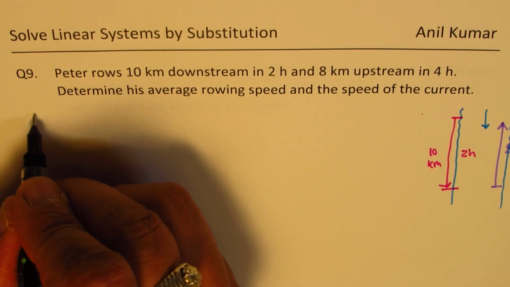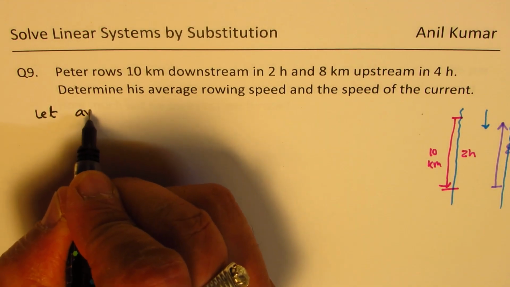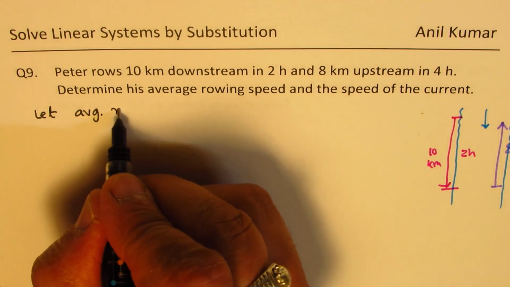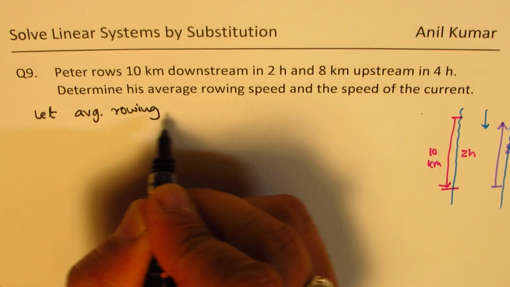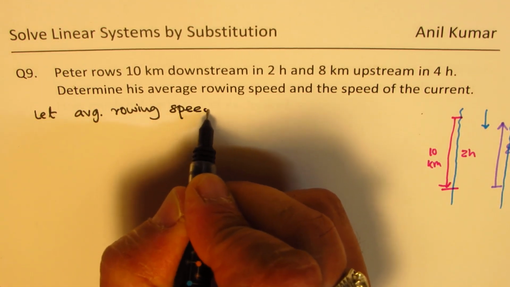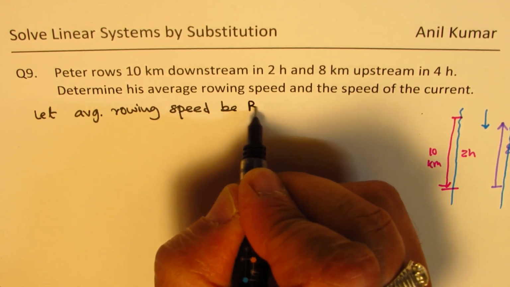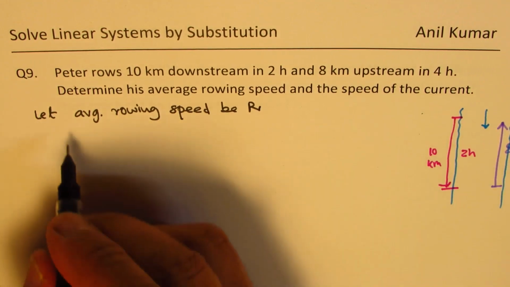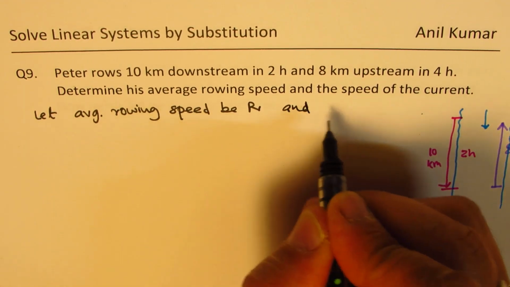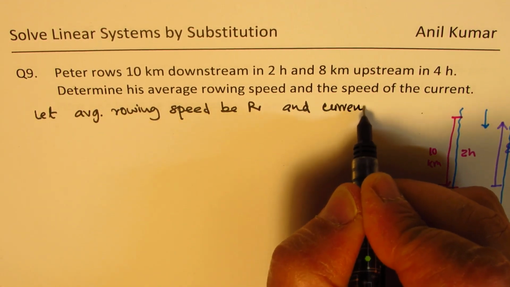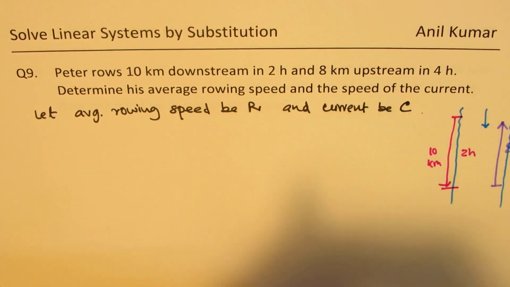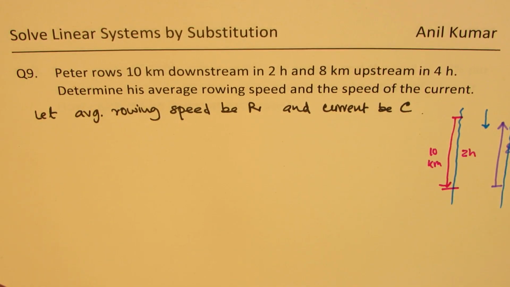So we can write here, let the average rowing speed be, let's say, R, and the speed of the current be C, right? So let's say these are the two variables.